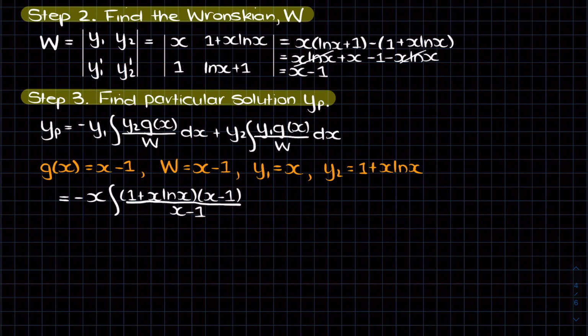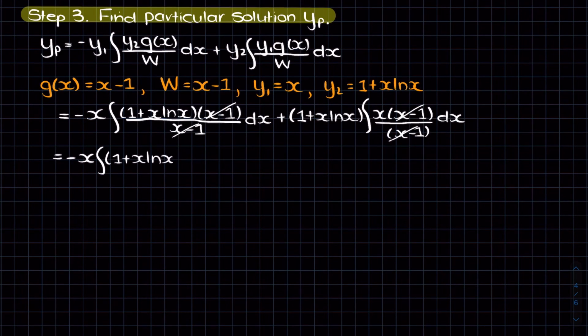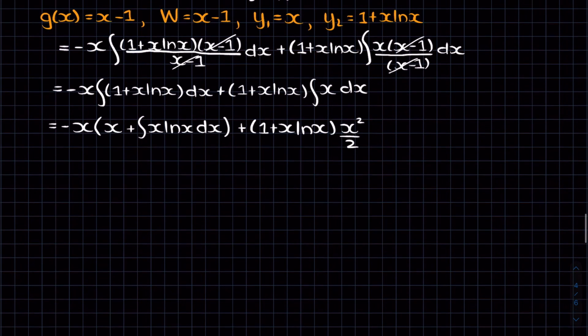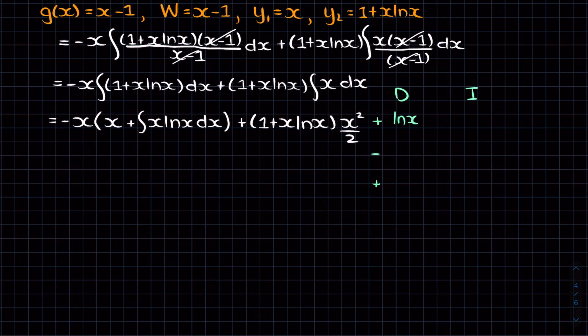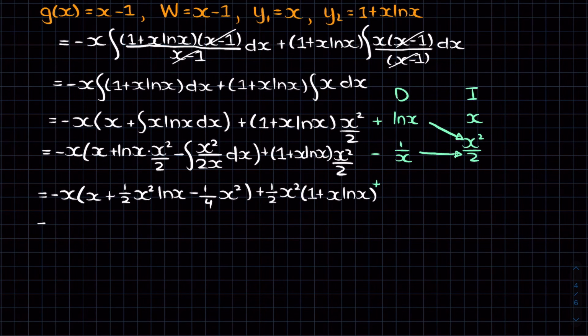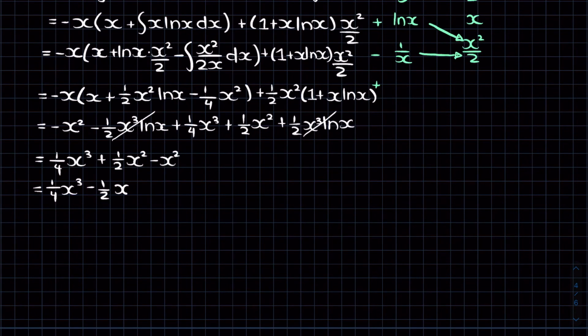Just a note, it doesn't matter which solution is y1 and which solution is y2, we'll get the same answer. Now we just plug in the values, calculate the integrals, and simplify. You may need to use integration by parts, use substitutions or trig substitutions. Here I'm using integration by parts, or the DI method, which has the same result. The D just stands for derivatives and the I stands for integration. Simplifying and cancelling terms, we end up with our particular solution y sub p equals 1 over 4 x to the 3 minus 1 over 2 x to the 2.